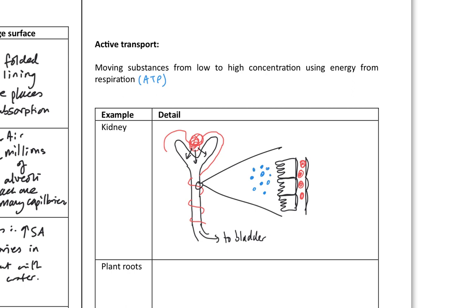So therefore, I've got glucose in the filtrate here. This is where the blue dots are. I'm going to move it into the blood. I want to move all of it, therefore it moves by active transport. Inside these cells, they have lots and lots of mitochondria. So these are mitochondria, to release energy. They make ATP for active transport of all the glucose.